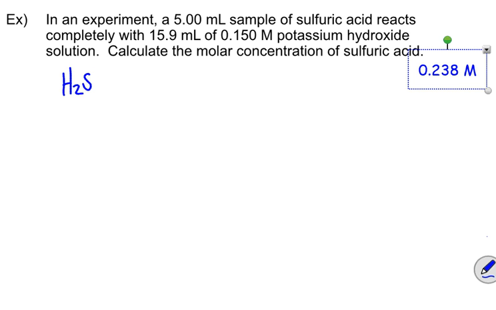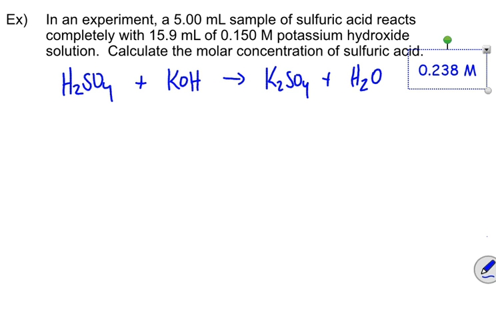Sulfuric acid is H2SO4. Potassium hydroxide is KOH. So I end up with K2SO4 and water. I need to go back and balance it out. So I put a 2 here, and I'm balanced. And these are all aqueous. This is aqueous. This is aqueous. And H2O is a liquid. All right, so there's my balanced chemical equation.